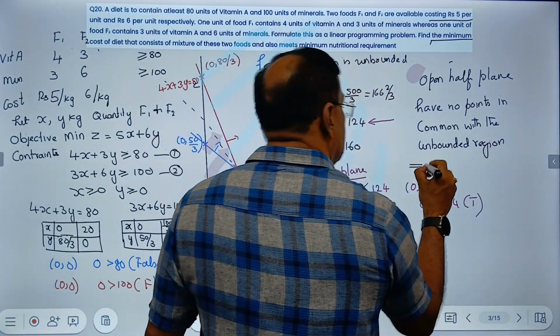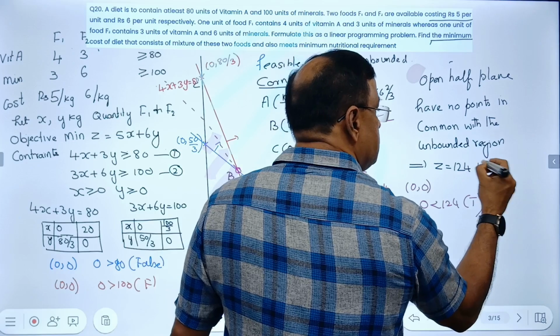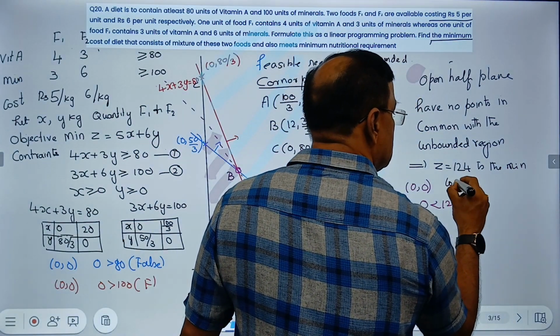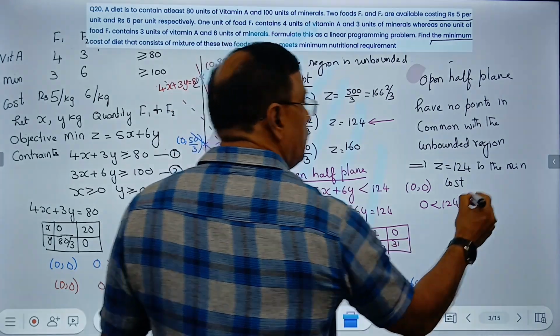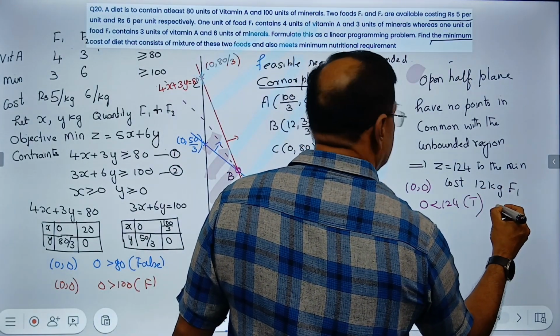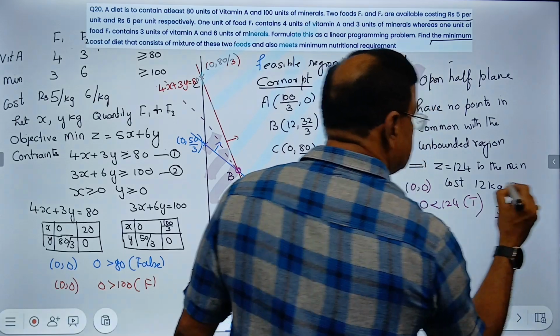This implies z equal to 124 is the minimum cost, for what? For 12 kg of F1 and 32 by 3 kg of F2.